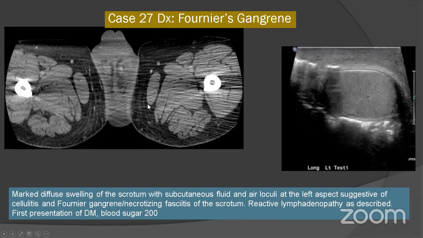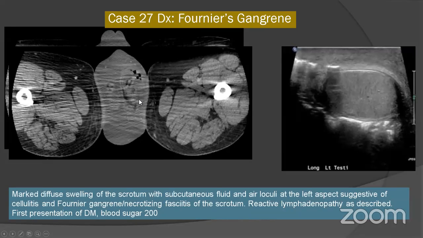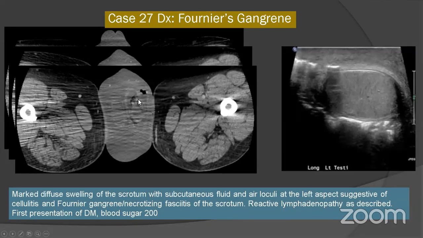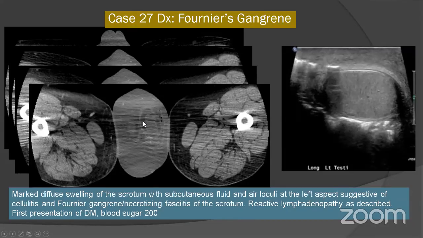And this is a case of Fournier's gangrene. There is swelling, which is quite marked, subcutaneous fluid, air loculi, also in the scrotal sac apart from the wall. And the patient had reactive lymphadenopathy, hydrocele. And this was the first presentation of this patient, who was not known to have diabetes, but was found to have a blood sugar of 200.